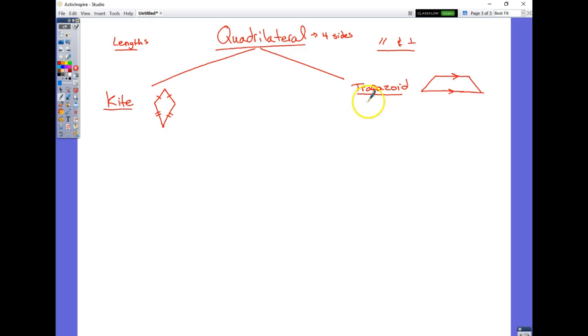From trapezoid, we move down to parallelogram. The parallelogram is specifically any shape where opposite sides are parallel. So in this case, we're going to have a situation like this, where these 2 sides are parallel and the opposite sides are parallel. And the parallelogram is where things start getting kind of interesting. The parallelogram is going to lead to a pretty big split.